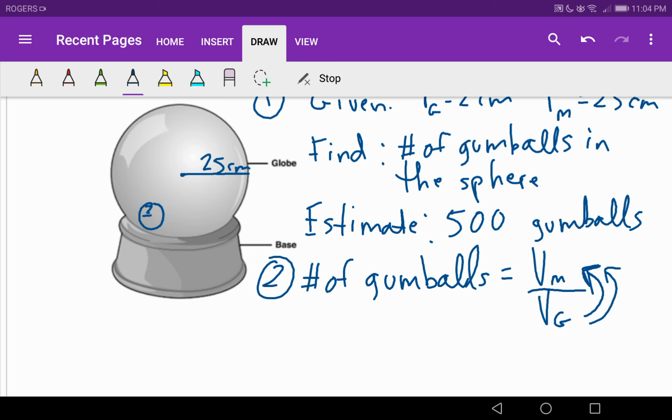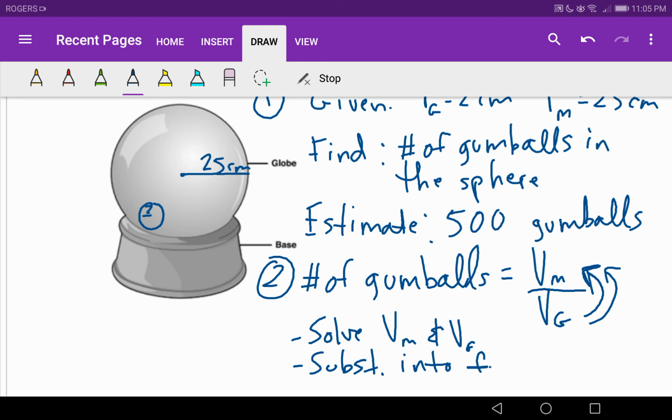Okay? So my plan then is solve VM and VG. Once I have those, substitute into the formula above. Okay, so substitute into that formula there. All right, so pretty straightforward.